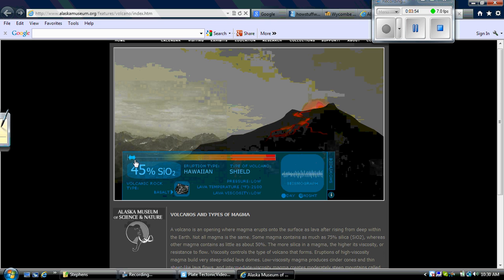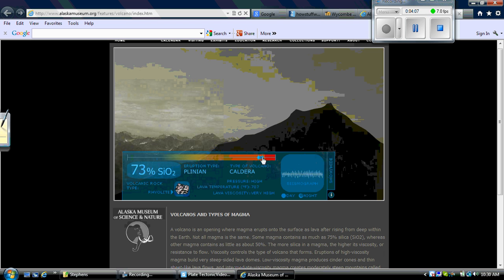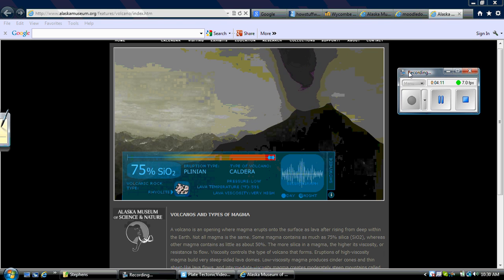Why won't it erupt? Oh, I think you just have to change. If you start increasing the silica content, it changes the type of volcano below, and then it's going to start changing the type of eruption that you see. So this link is on my website. You can play around with it, change the silica content, and see how that changes how explosive it is.